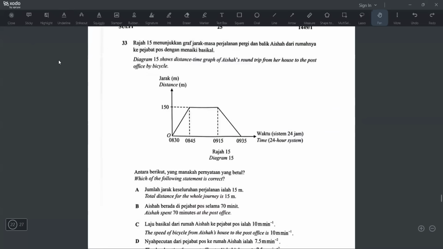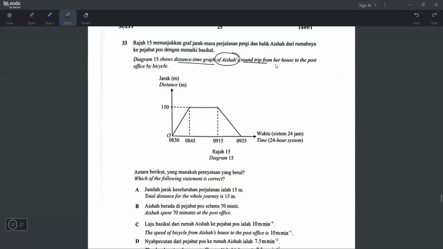Okay, 33. This is from 4 chapter 7, graph of motion. Dalam bahasa Melayu, graph gerakan. Okay, diagram 15 shows distance time graph of Aisha's round trip from her house to the post office by bicycle. Okay, what is round trip? Pergi dan balik. And it's a DTG, distance time graph.